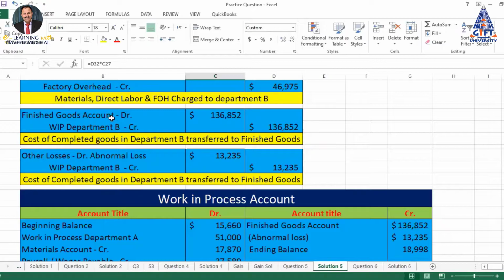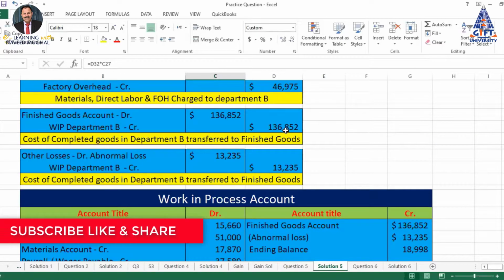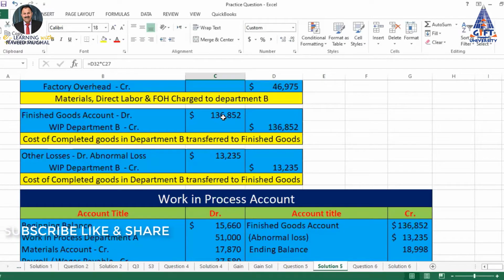to the finished goods, and work in process department B account has been reduced. When an asset is reduced, it is credited, and the finished goods asset is increased, that's why it is debited. And we will charge the loss to another account, other losses. So other losses account is debited and work in process B account is credited. We have excluded the cost from work in process department B and charged it to the other losses account. This is the entry of abnormal loss.